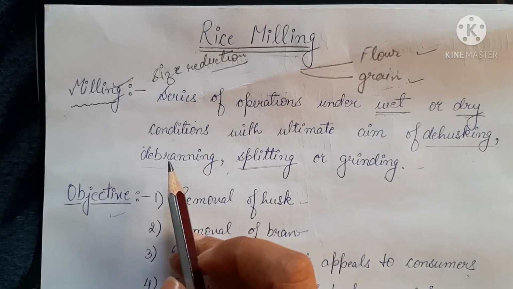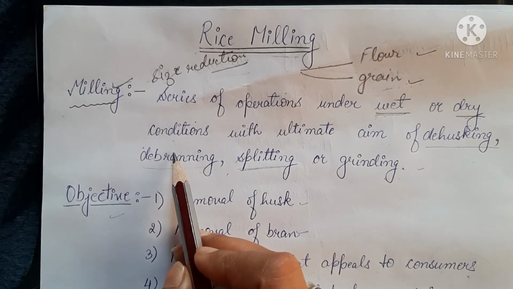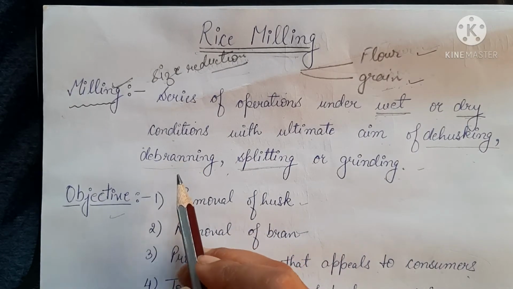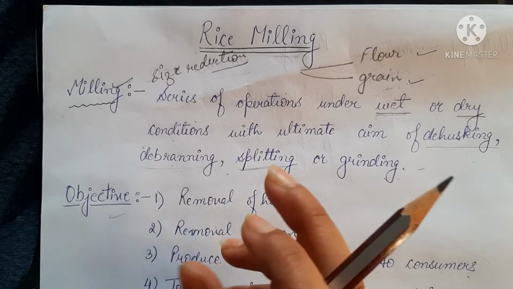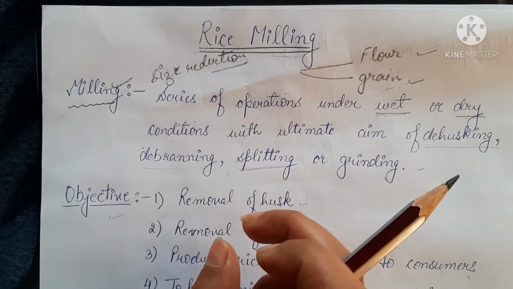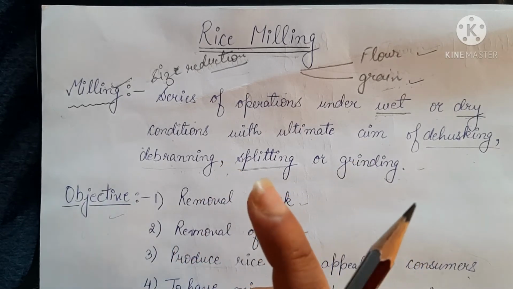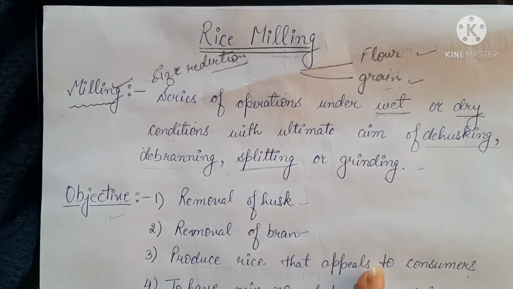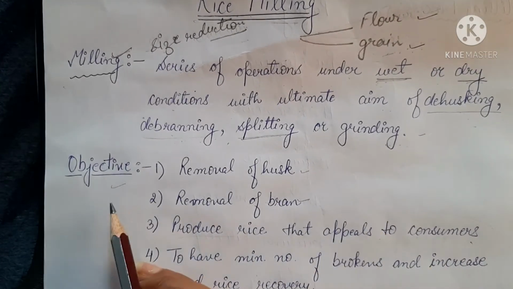And milling is generally done to get an edible product and to make your rice kernel or your wheat kernels appealing in appearance, right?